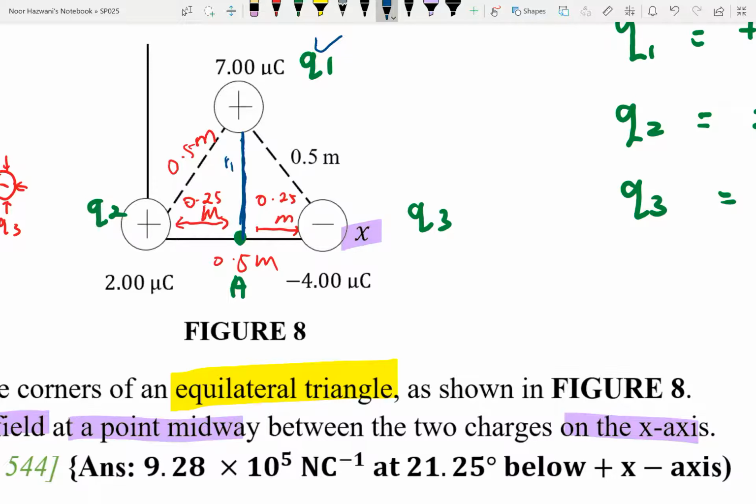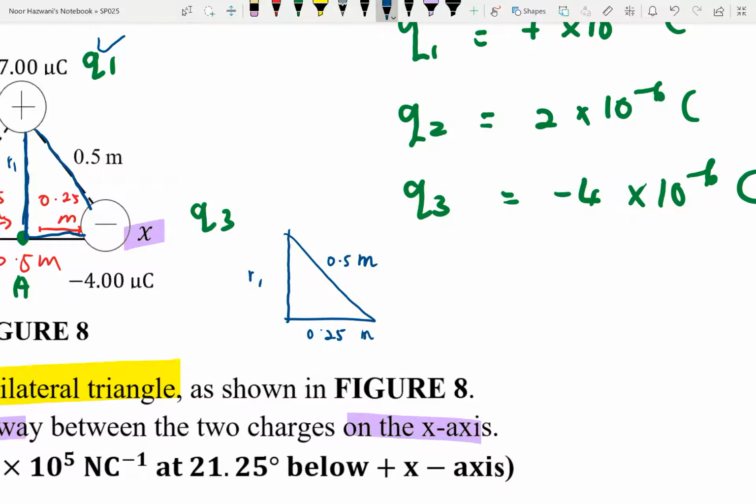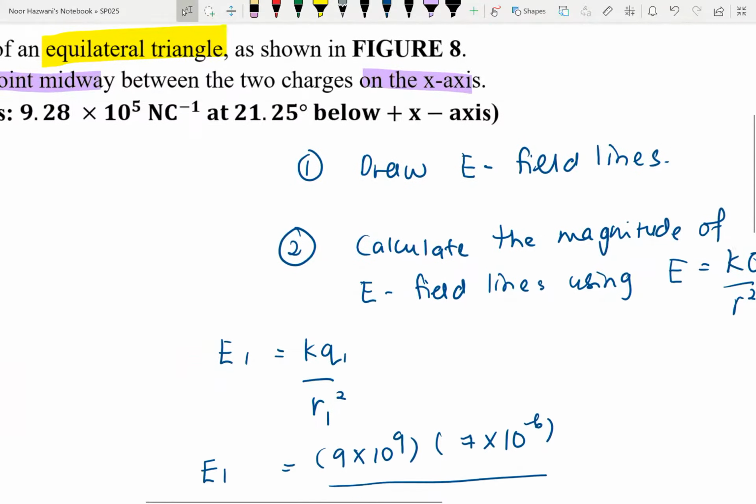So apa kita kena buat? Okay, so kita lukis right angle triangle di sini. Ini adalah R1. So kat sini dia punya distance adalah 0.5. Yang ni 0.25. So guna teorem Pythagoras. You boleh cari R1 equals to square root of 0.5 squared minus 0.25 squared. Then press your calculator. Then you will get the distance is 0.433 meter. Okay, dah siap. Masukkan balik kat dalam ni.